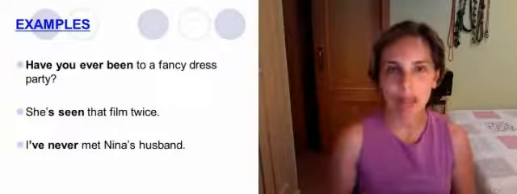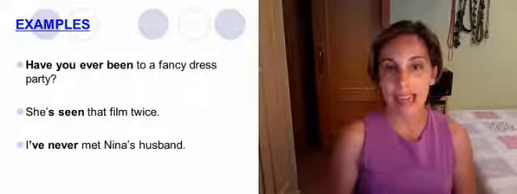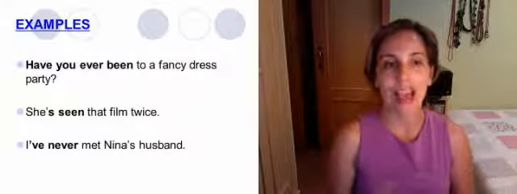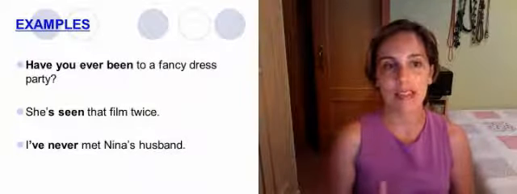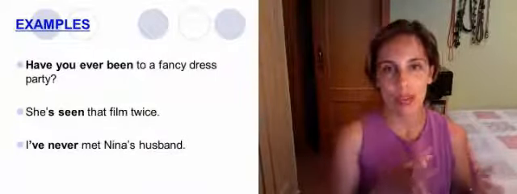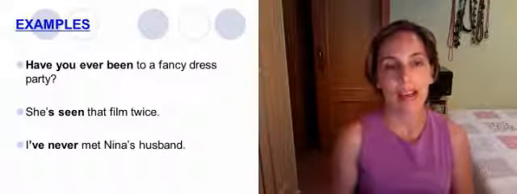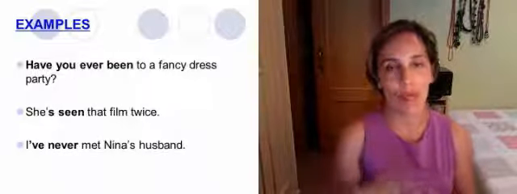She's seen that film twice. And finally, it's a negative example. I've never met Nina's husband. Okay? As you can see, the present perfect is always formed with the verb have or has, if it's the third person. And then you have the past participle of the verb.